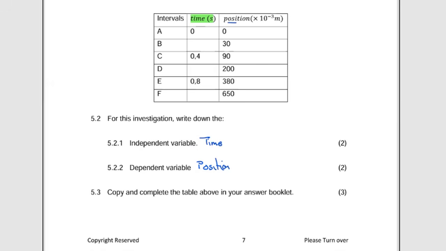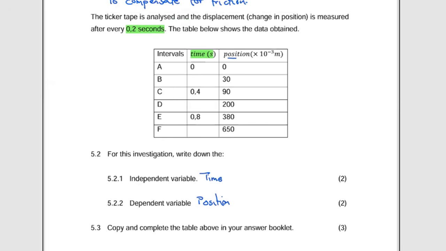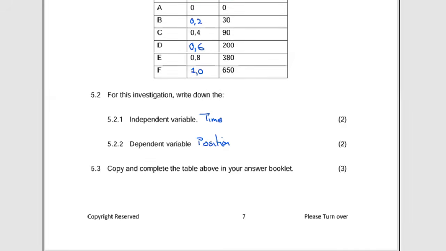3 marks there, right? So let's look. We're looking for these 3 values, but already we're told the ticker tape is analyzed and the displacement, the change in position, is measured after every 0.2 seconds. So it means I'm supposed to add 0.2. So 0, then 0.2. Then if I add again 0.2 on 0.4, I'm going to get a value of 0.6. Then 0.8 plus 0.2, I'm going to get a value of 1.0, right? So those are the values that they're actually looking for.